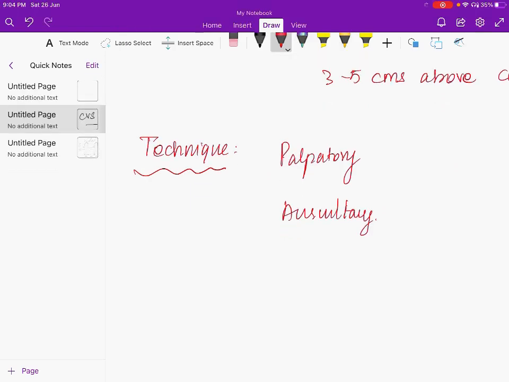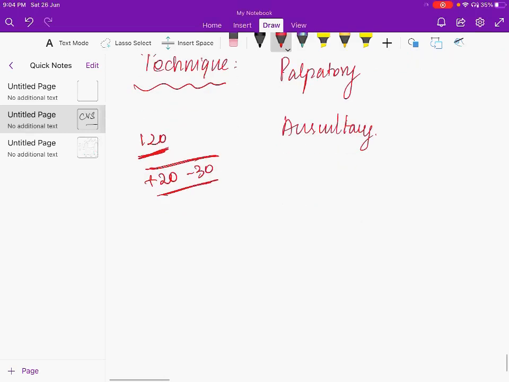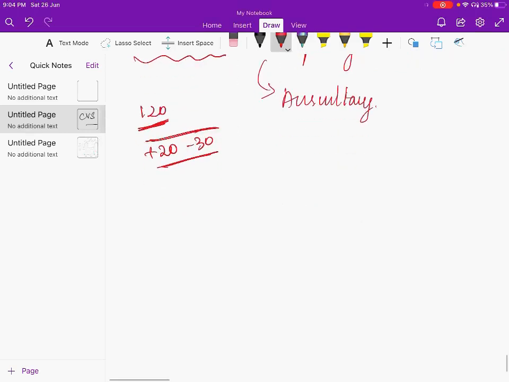You will mark this point. Say it is around 120. At 120 your radial pulse has disappeared. Then you inflate the cuff for plus 20 to 30 millimeter of mercury. This is the palpatory method. After doing the palpatory method, you have to go for the auscultatory method.